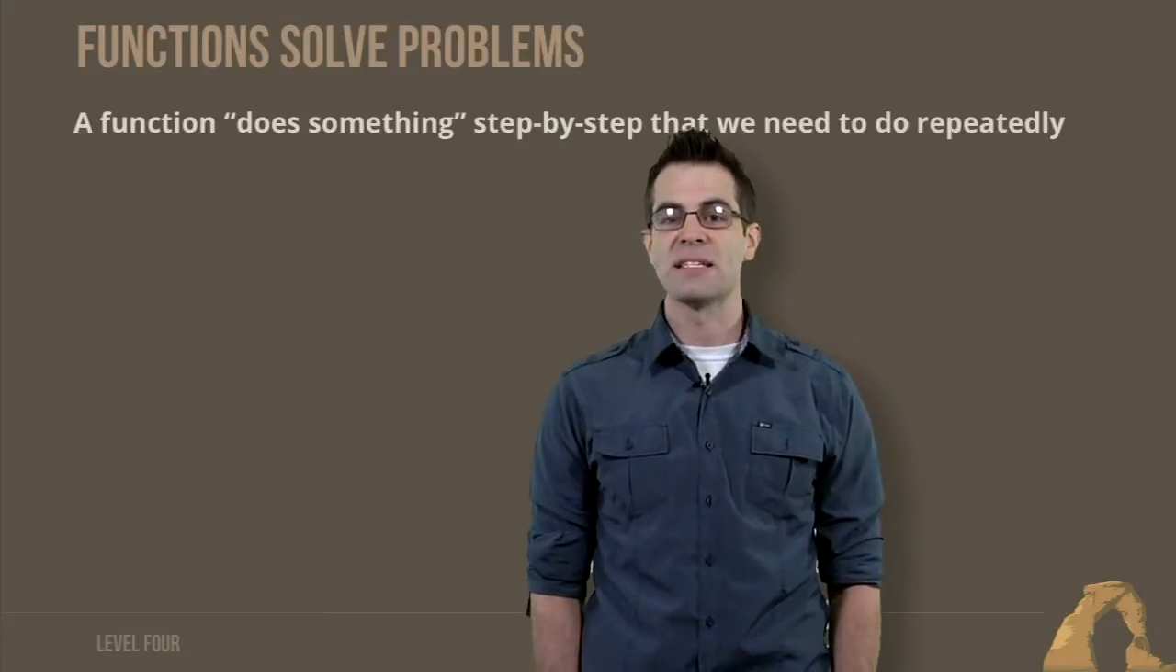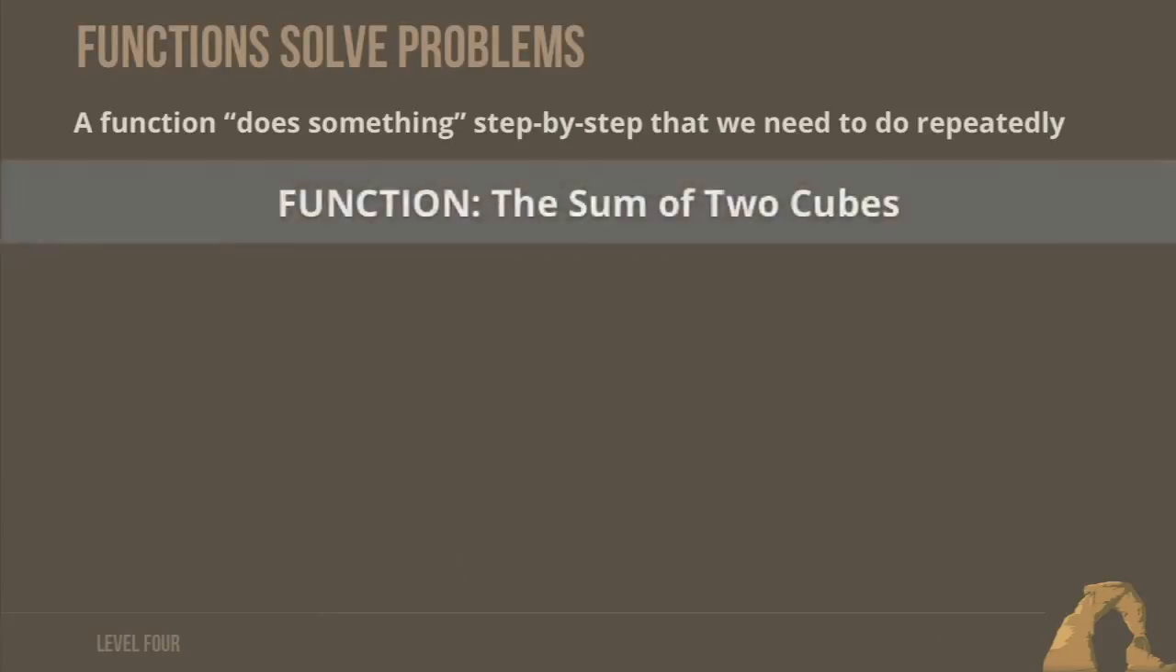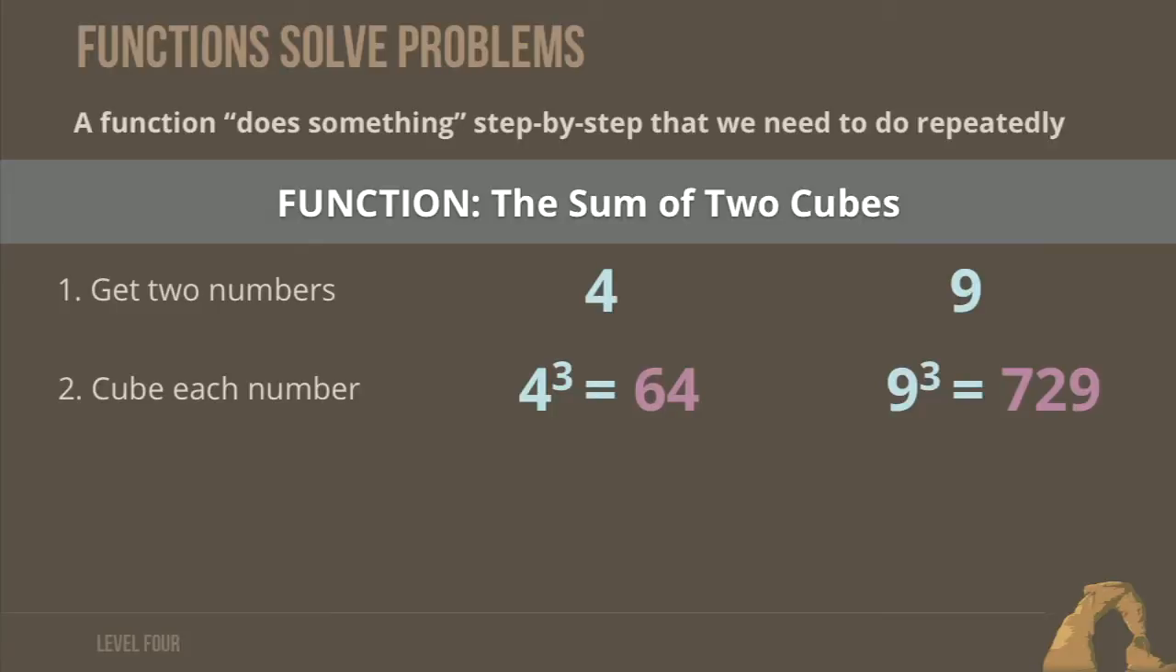Here, let's take a look at a basic function that's going to sum together two cubes. We'll call it the sum of two cubes. The first step would be to get two numbers. So let's say we had 4 and we had 9. Then we would cube each number as the next step. So 4 cubed would be 64, and 9 cubed would be 729.